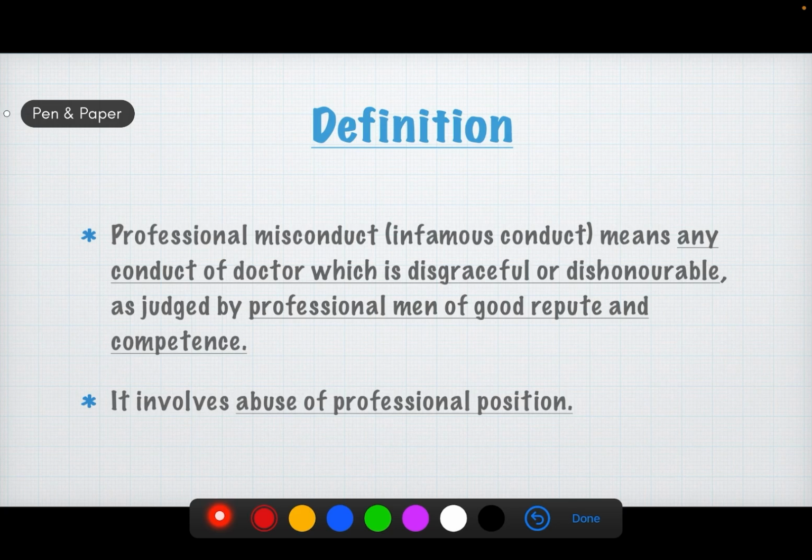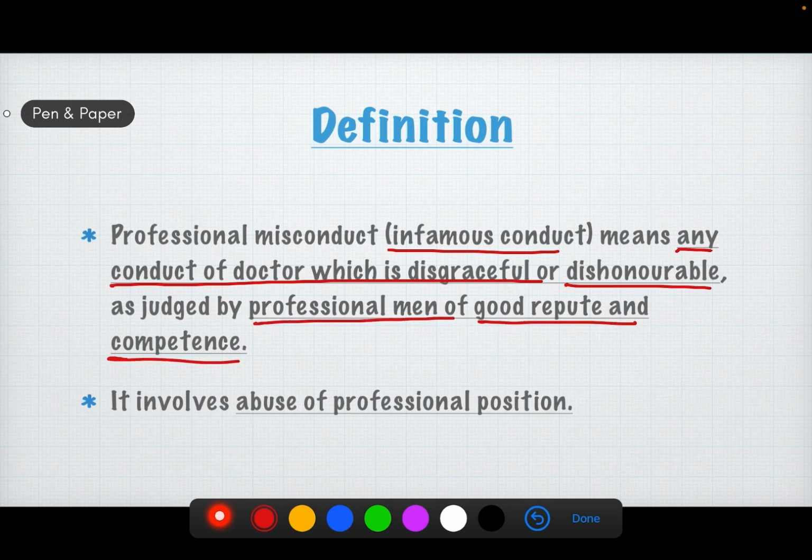First, what is professional misconduct? Professional misconduct, also known as infamous conduct, means any conduct of a doctor which is disgraceful or dishonorable as judged by professional men of good repute and competence. Okay, so who judges? Professional men of good reputation and competence. It involves abuse of professional position.